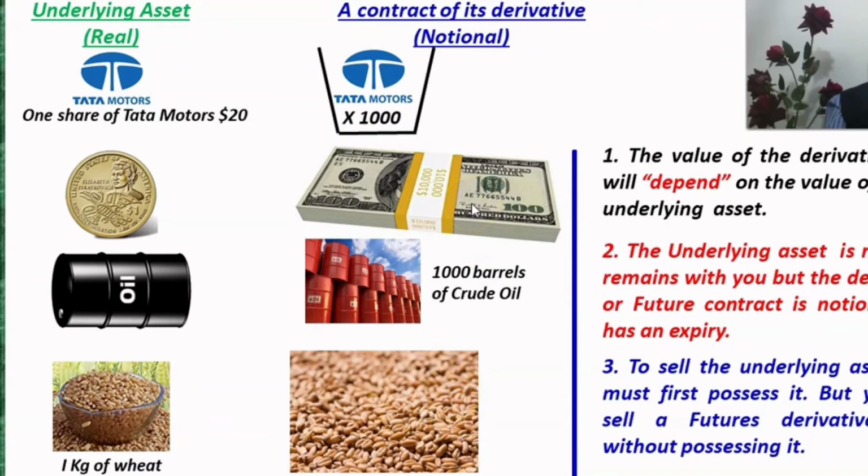For example, today if you feel that the price of Tata Motors share is going to go down in the days to come, and therefore the value of this basket is going to go down, in that case you can sell this basket today even without possessing it, and later when the value actually goes down, you can repurchase it at a lesser price and thus make a profit. So that is the concept of derivative. I hope that concept is clear.